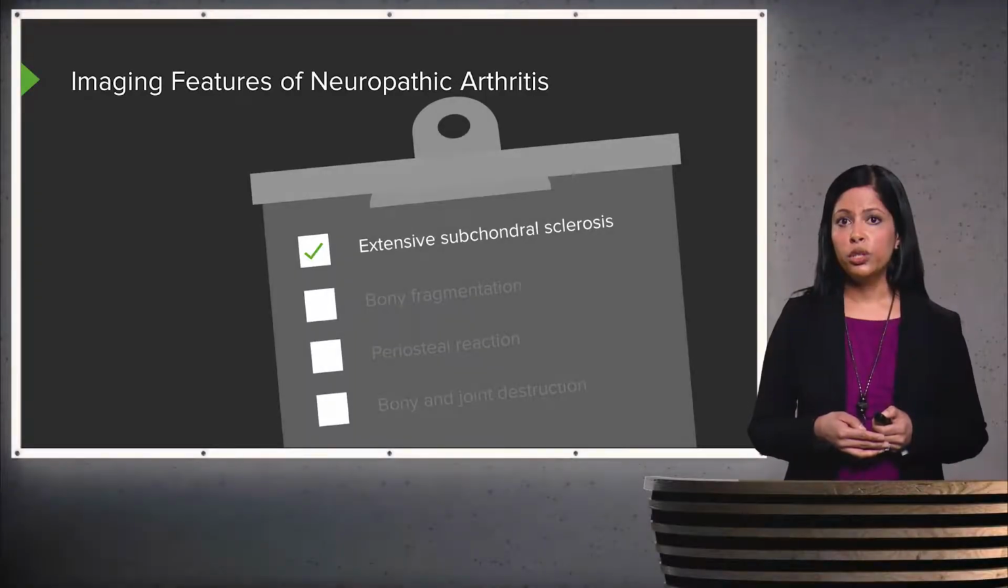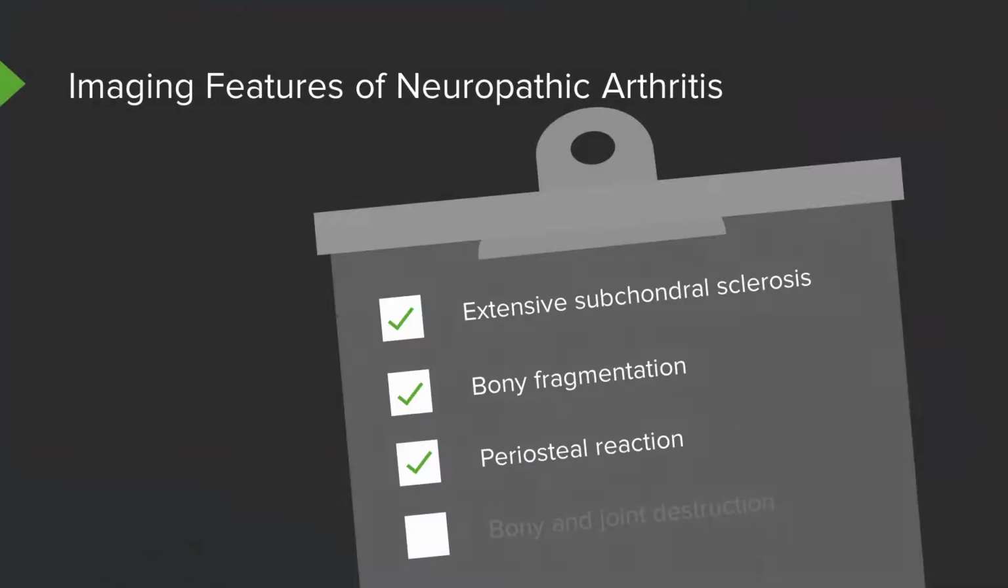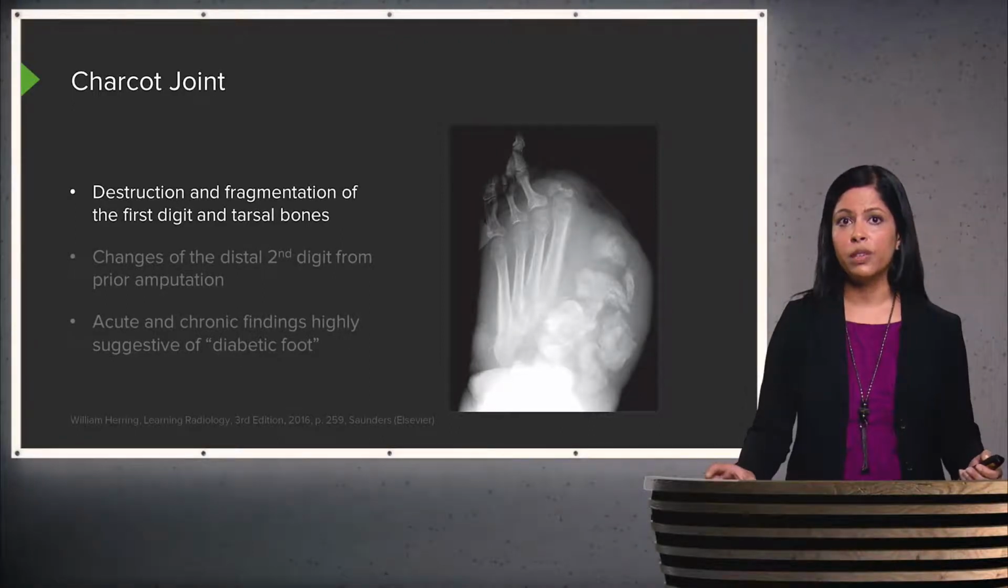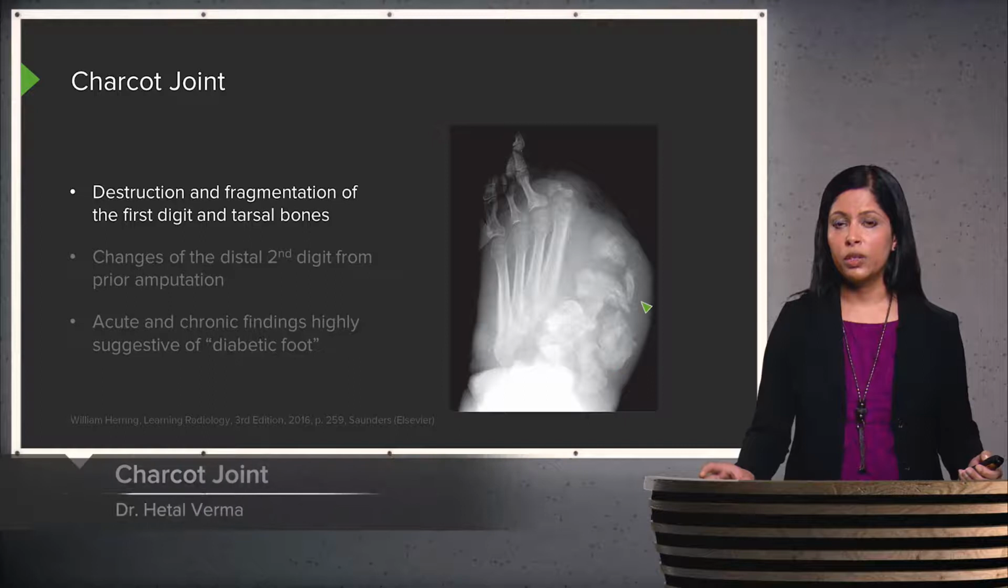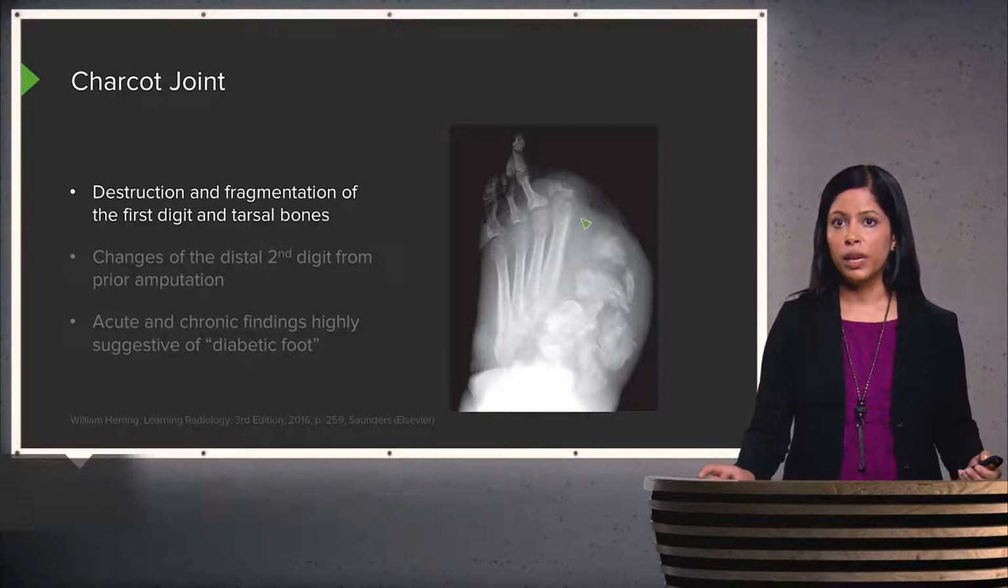So the imaging features include extensive subchondral sclerosis, bony fragmentation, which is actually a key feature, periosteal reaction, and bony and joint destruction. So you can see in this patient, we have destruction and fragmentation of the first digit and the tarsal bones. So all of this appears destroyed. You can compare this with the normal bony structures of the rest of the digits.